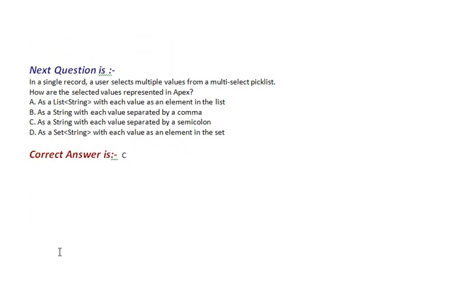Next question is, in a single record, a user selects multiple values from a multi-select picklist. How are the selected values represented in Apex? Option A, as a List<String> with each value as an element in the list. Option B, as a string with each value separated by a comma. Option C, as a string with each value separated by a semicolon. Option D, as a Set<String> with each value as an element in the set. The correct answer is option C.